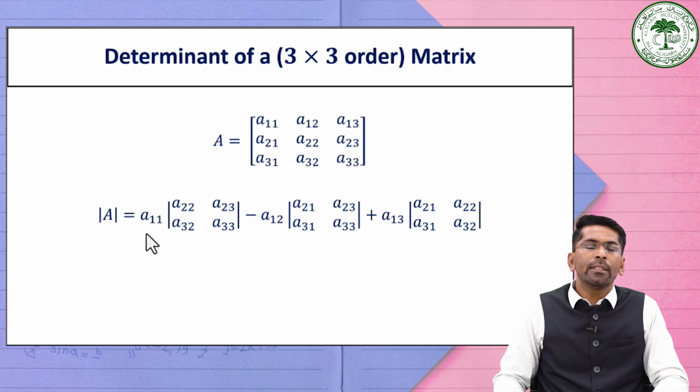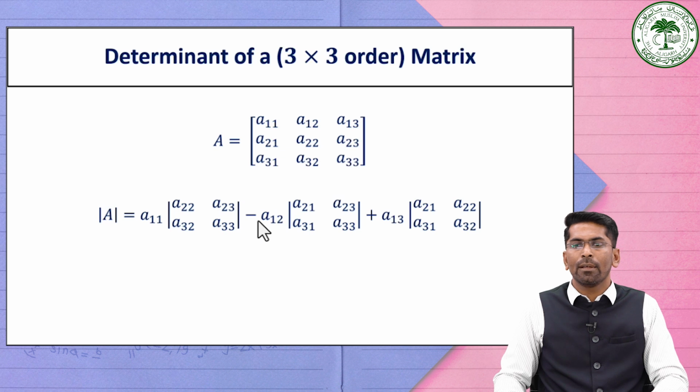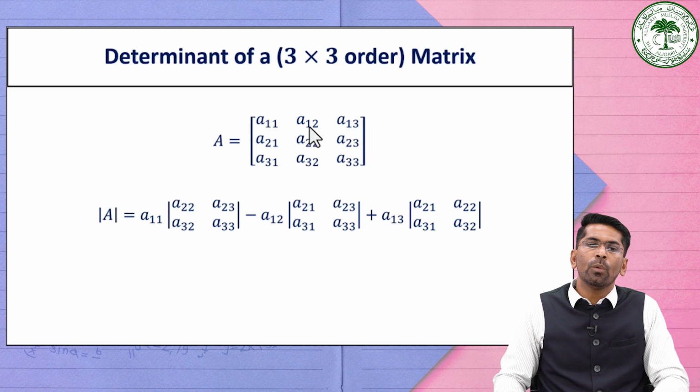So here, considering the first element A11, crossing out the concerned row and column, the submatrix we write here is A22, A23, A32, A33. Minus, we should put the minus sign here. Consider the second element, that is A12. We write here A12 multiplied by the submatrix, deleting the concerned row and column. See, A12's concerned row is the first row and the second column. Then what is remaining here? A21, A23, A31, A33. We write that here.